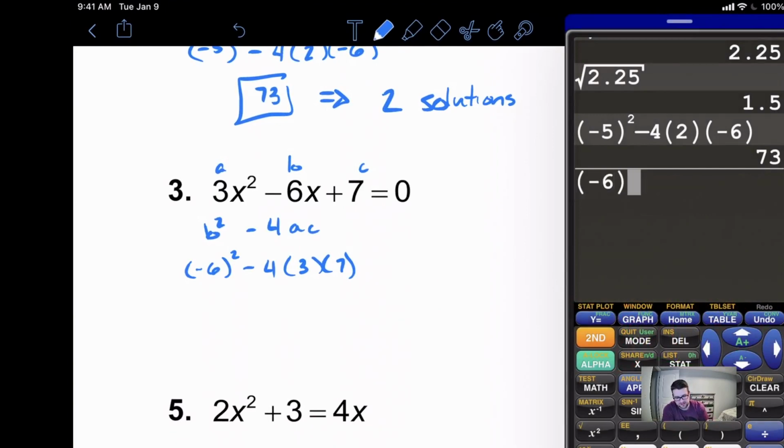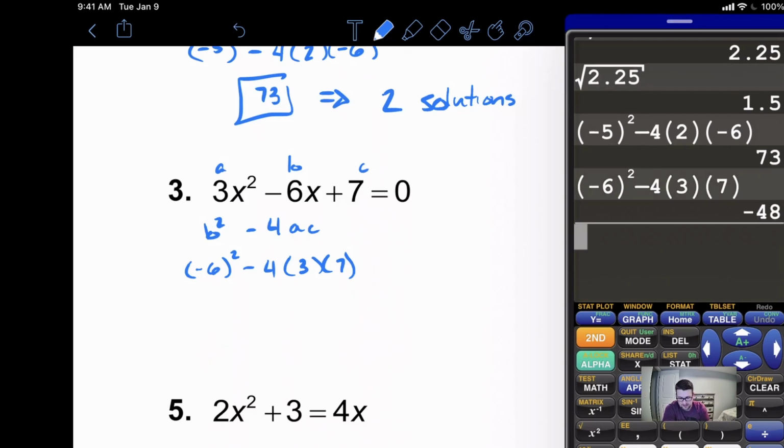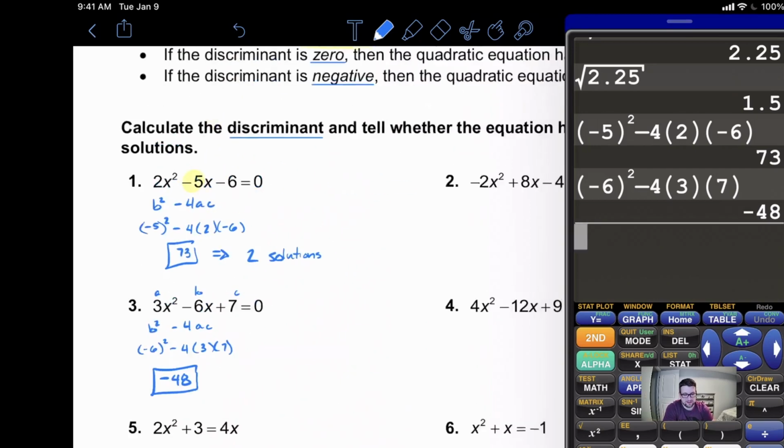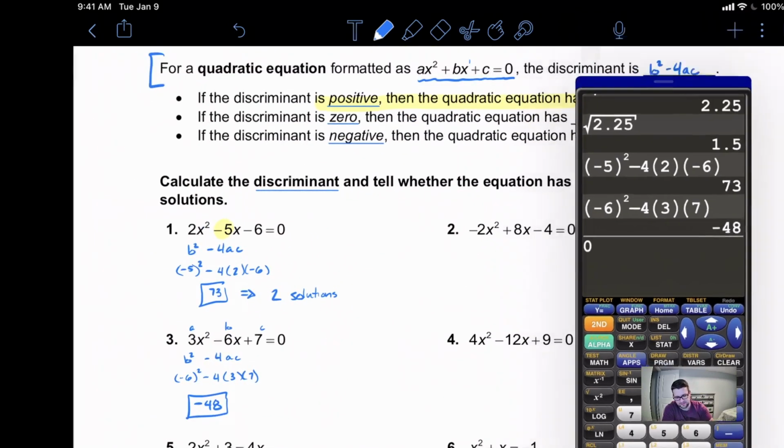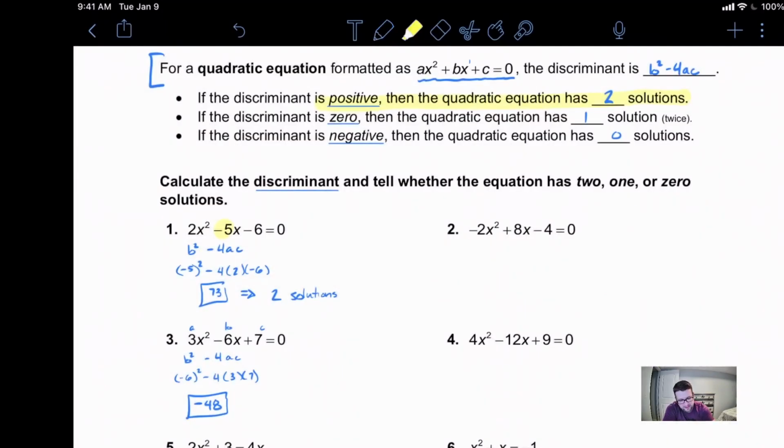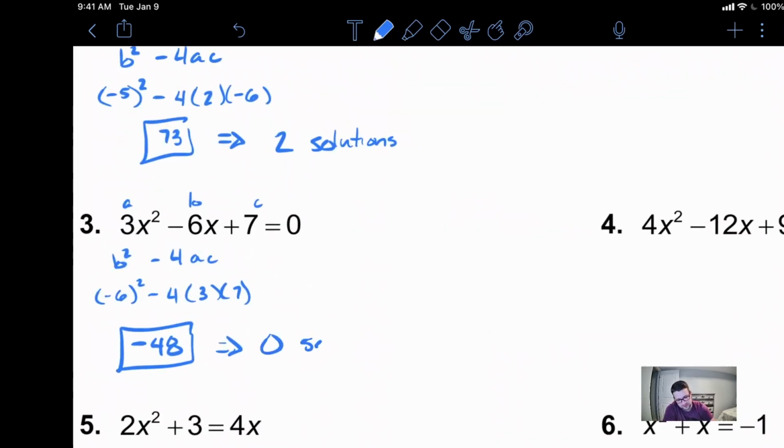So negative 6 to the second power minus 4 times 3 times 7. And notice I'm just using parentheses there. And when I hit enter, I get negative 48. Now, negative 48, of course, is a negative number, so we go back up to our list to see what happens if it's negative. If it is negative, according to what we said earlier, that is when we are going to get 0 solutions. So since it's negative, we get 0 solutions.